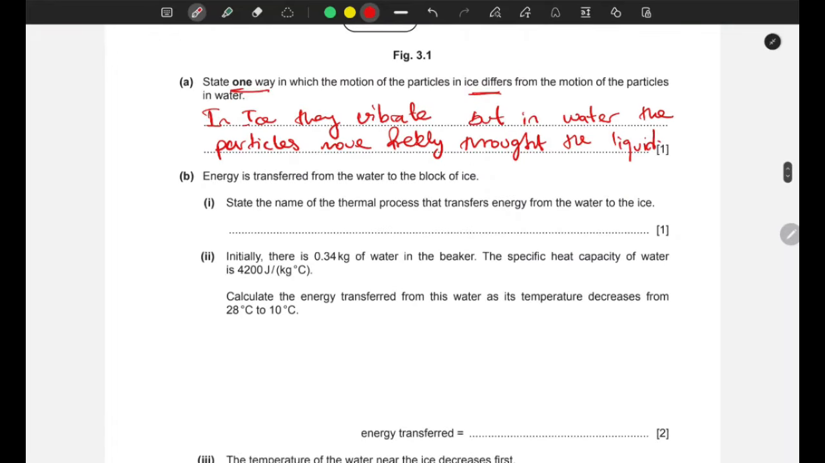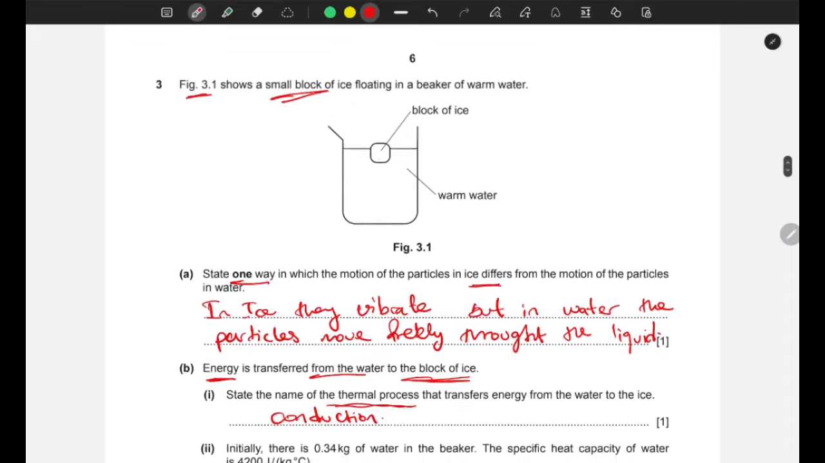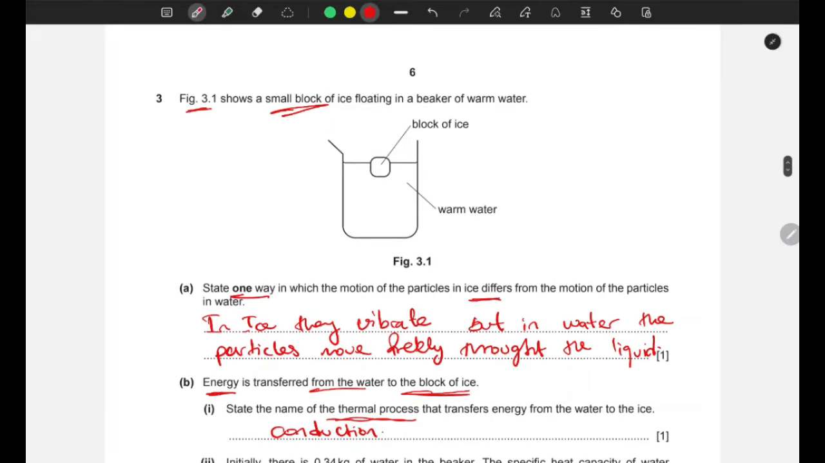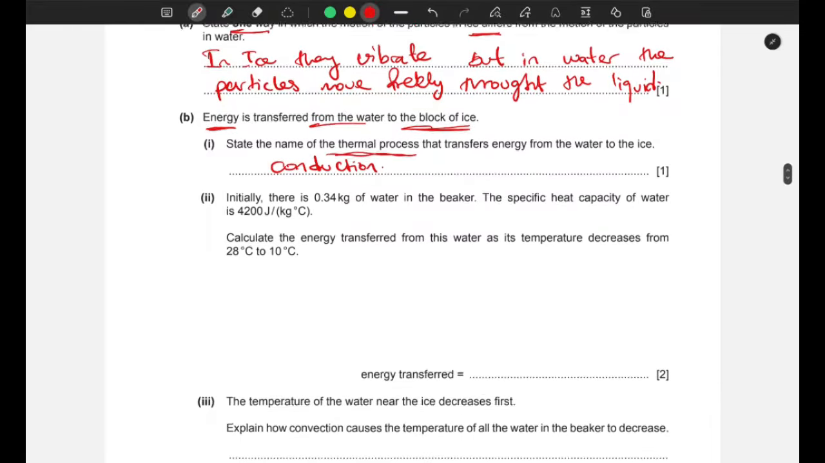Part B. Energy is transferred from the water to the block of ice. State the name of the thermal process that transfers energy from water to ice. So that one is conduction, because the ice is in the water, it's in contact with the water, and since the ice is solid, the transfer of heat is through conduction.